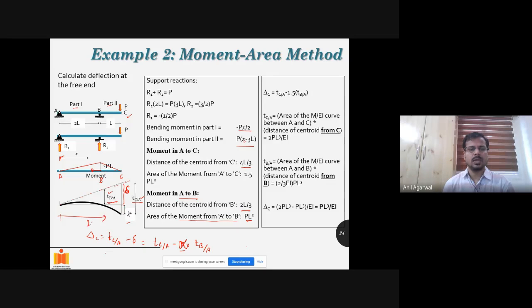So this length was 2L. This was total 3L. So that means the bigger triangle is 1.5 times bigger than this small triangle. Likewise, my delta will be 1.5 times bigger than TBA. So basically I can say this delta C will be equal to TCA minus 1.5 times TBA. That's what I've written here.